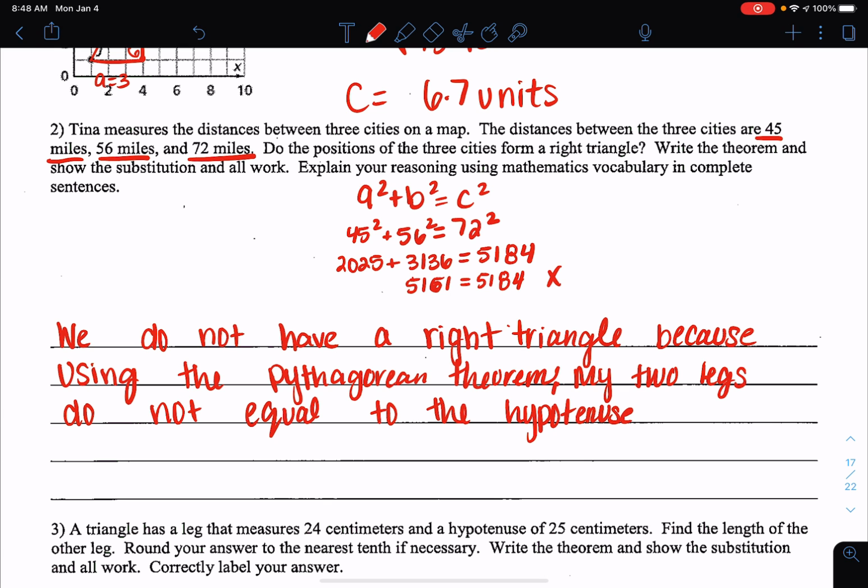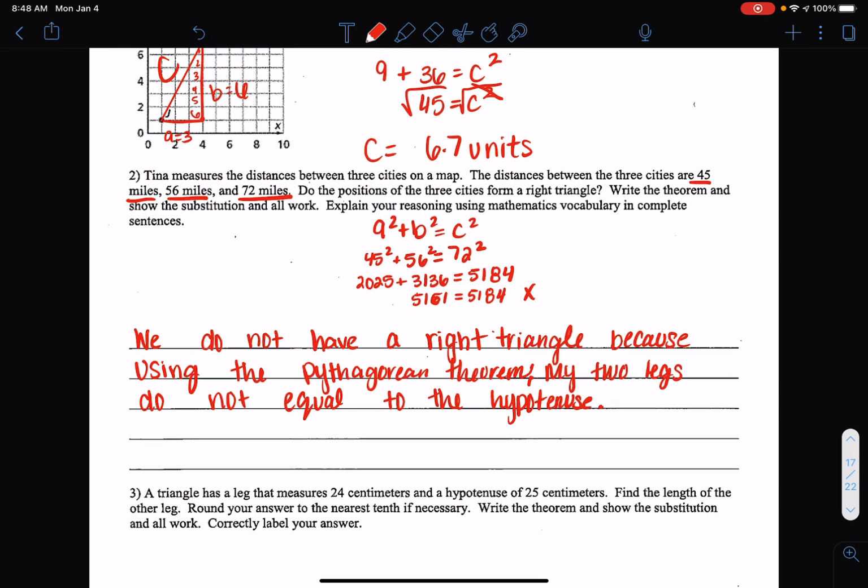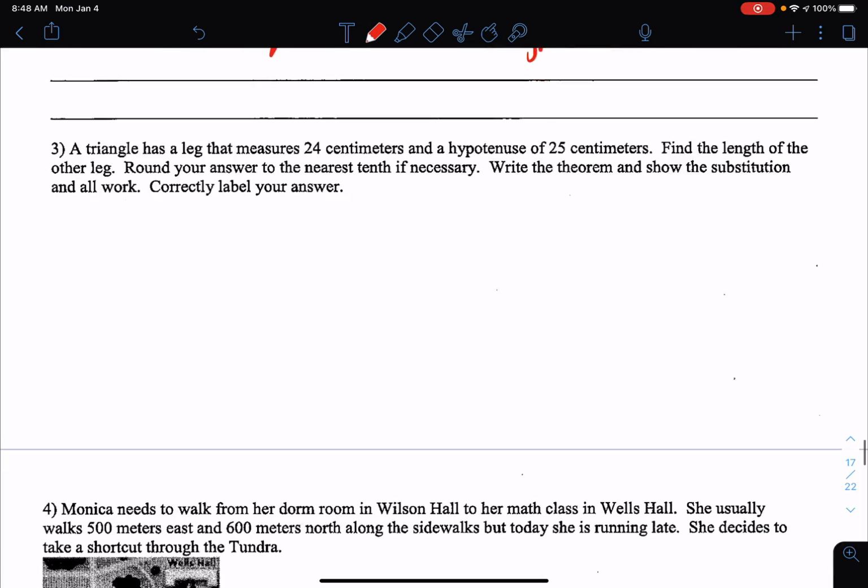Okay, there are different ways you can describe or explain this as well. You just want to make sure you are using complete sentences and also using the vocabulary. Okay. All right, moving on to number 3.